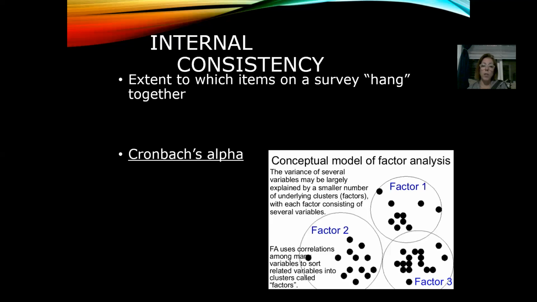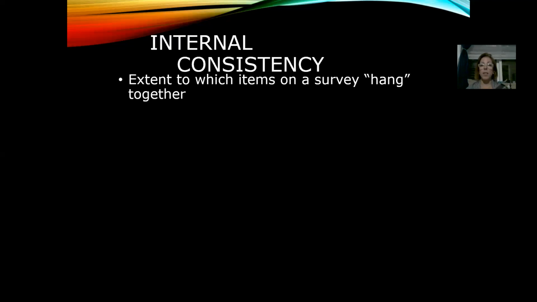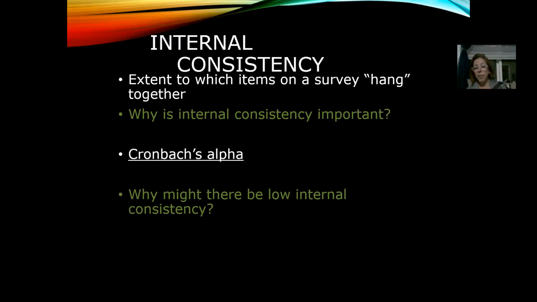Is something that you can do rather easily on SPSS, but this is one of the things that you would need to report about a survey that you use. So if I give the Beck Depression Inventory, which is a commonly used measurement of depression, I would need to report what this inventory usually gets as a Cronbach's alpha, because that tells us how internally consistent it is.